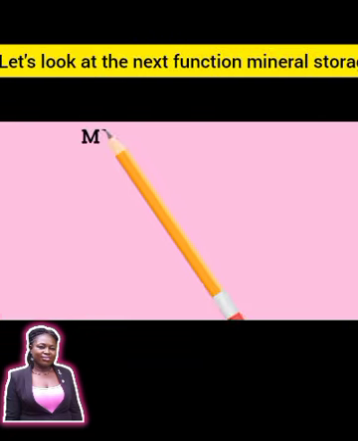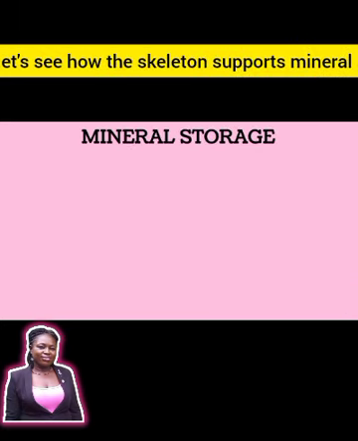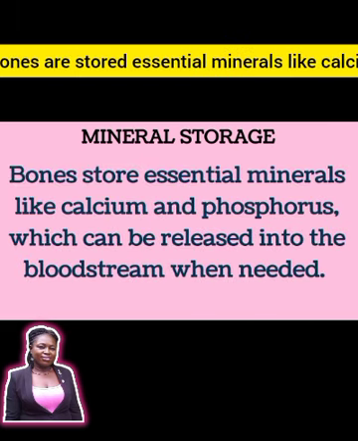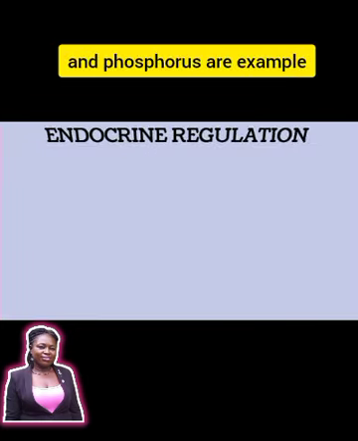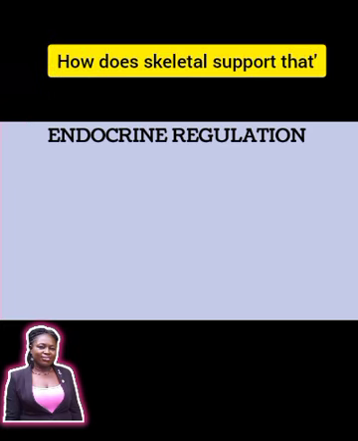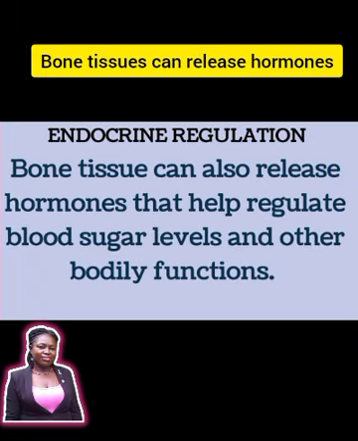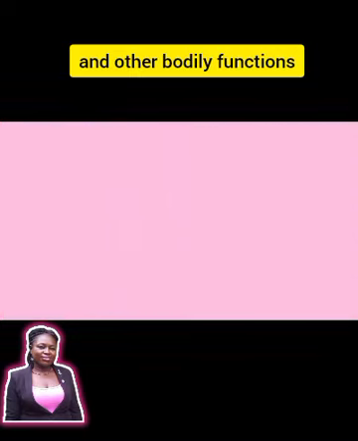Let's look at the next function, mineral storage. Now let's see how the skeleton supports mineral storage. Bones store essential minerals like calcium and phosphorus, which are released into the bloodstream. Can you see? Calcium and phosphorus are examples. Now let's look at endocrine regulation. How does skeleton support that? Let's see. Bone tissues can release hormones that regulate blood sugar level and other bodily functions.